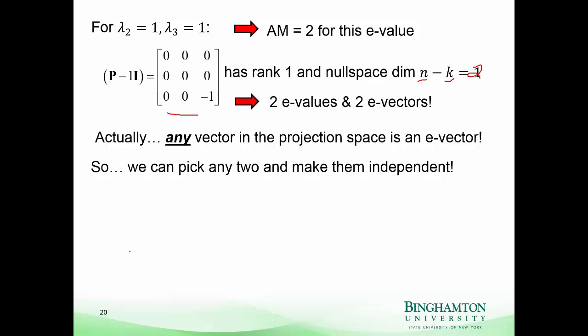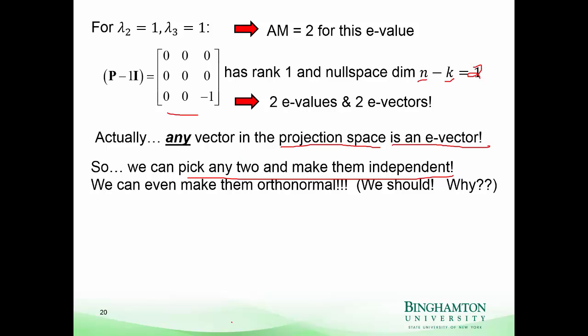So, in fact, any vector in the projection space, so in this case we're projecting down onto R2, any vector that has its first 2 elements non-zero and its last element 0 is an eigenvector. So we can pick any 2. Since we can pick any 2, let's pick them to make them independent. Then we can diagonalize. And in fact, why stop at just making them independent? We can make them orthogonal, and we can make them orthonormal. And we should if we can.